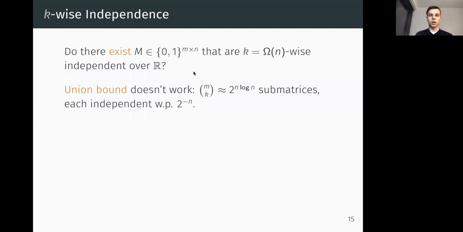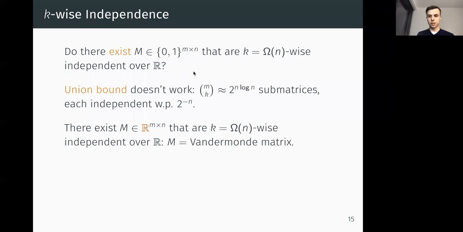It doesn't help here because there are too many submatrices of such a large matrix, and the probability of each one being singular is too large, just 2 to the minus n. There are such matrices with such properties that are omega n-wise independent, and more exactly n-wise independent if you take M to be a Vandermonde matrix over the reals.